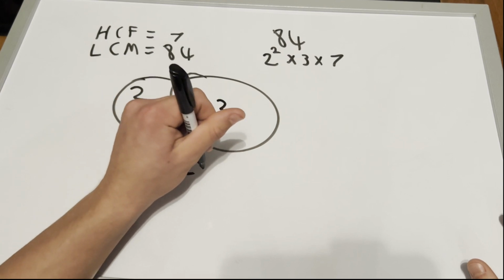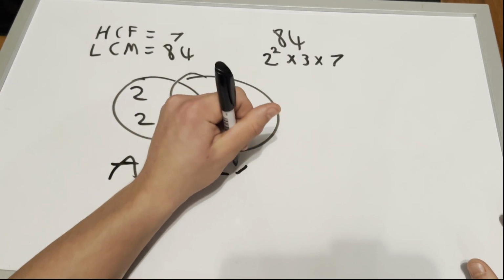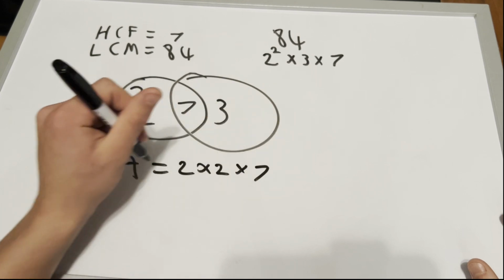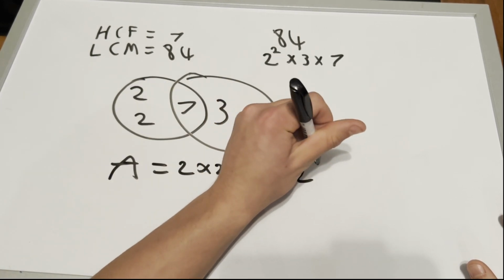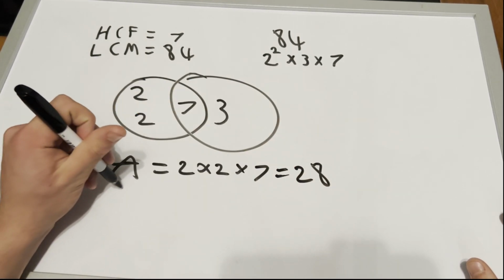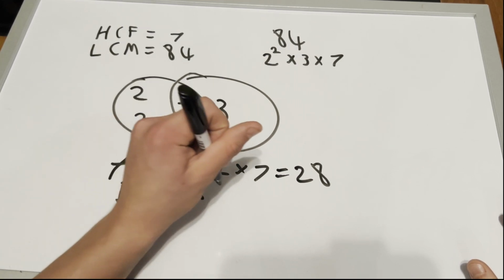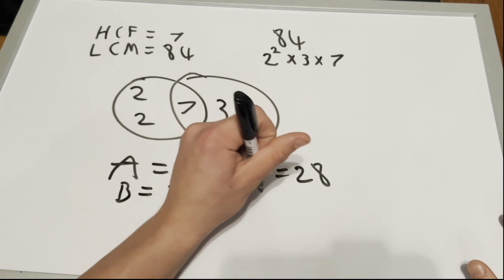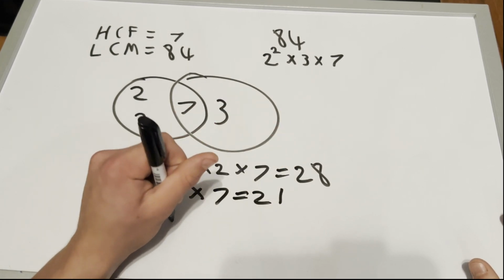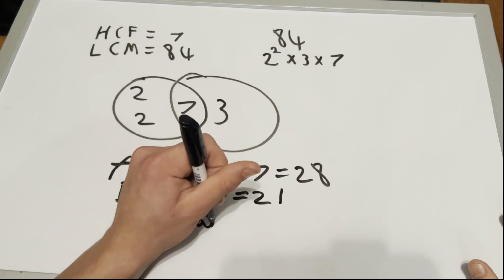A equals 2 times 2 times 7, which equals 28, and B equals 7 times 3, which equals 21. So our answer to the question is 21 and 28.